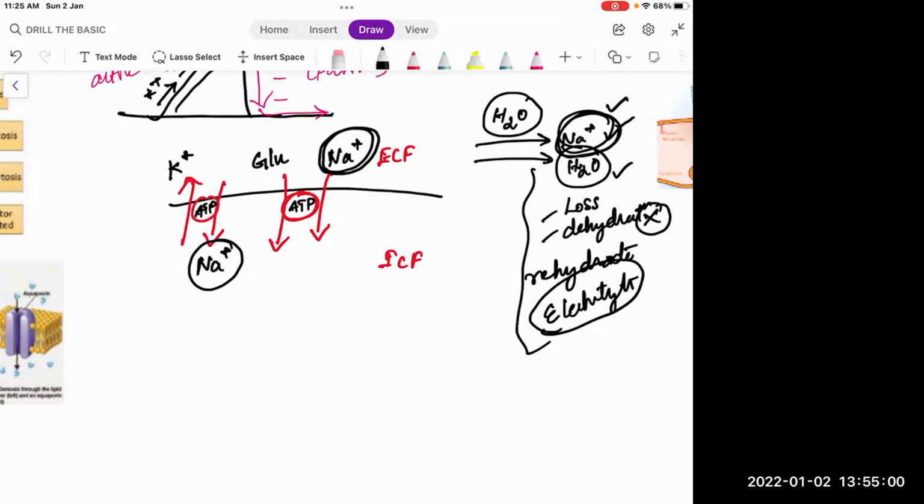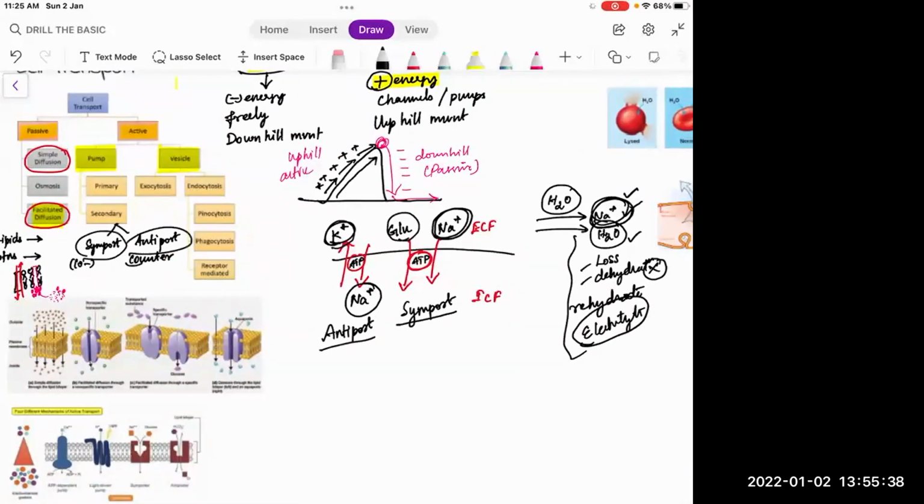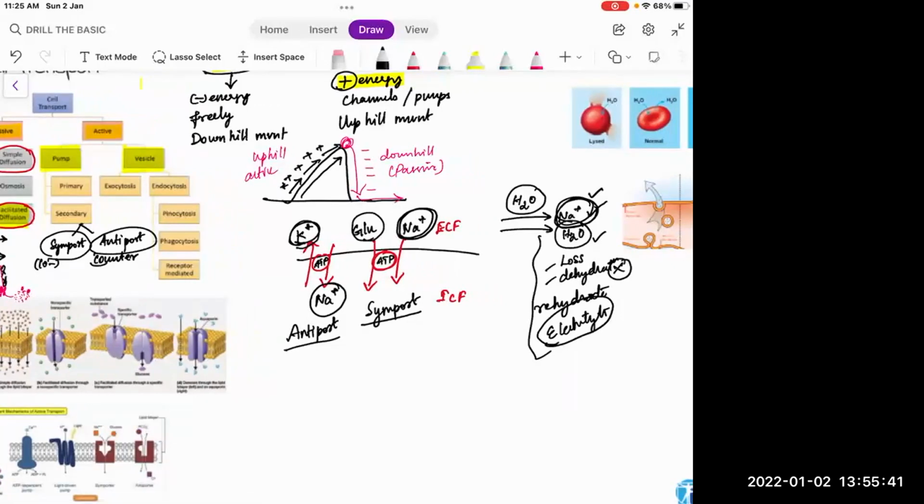Okay, so when coming to the active, primary and secondary active transport, if the molecules are moving in the same direction, that is called symport. And see over here, the sodium is moving from ECF to ICF, whereas the potassium is moving from ICF to ECF. So this also involves two molecules, but in different directions, that you call antiport. This is co-transport and this is counter-transport. So those are the two different types of transport in the secondary active mechanisms.